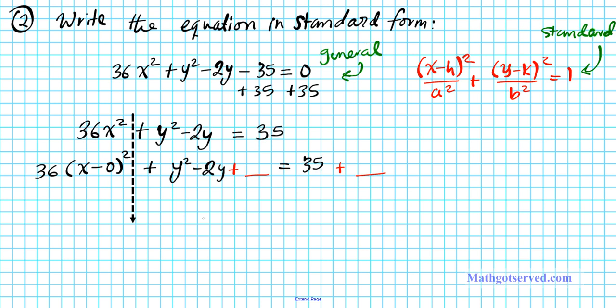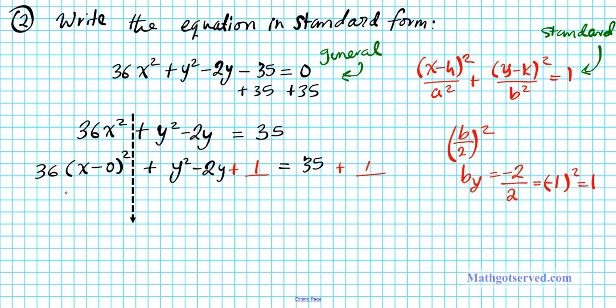All right? So what are we going to add? Well, we're going to complete the square. Remember, you use b over 2 squared to complete the square. B in the y world is negative 2. If we divide that by 2, we get negative 1. When we square it, we get 1. Okay? So we add 1 here and add 1 here.